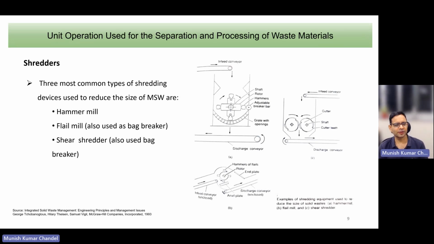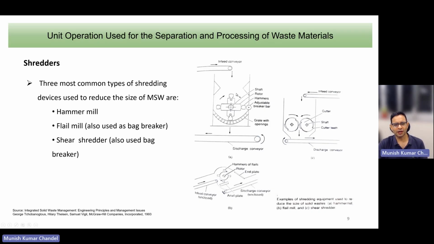As the name indicates, it basically is used to shred the waste so that we can reduce the size, and then maybe the waste can be used for further applications after. So there are different types of shredders. Three are named here, and they are more widely used for municipal solid waste: hammer mill, flail mill, and shear shredders. If you see here, this one is basically hammer mill.